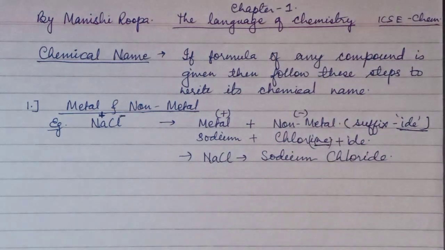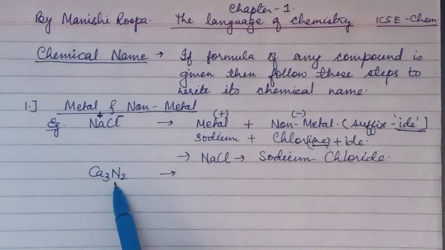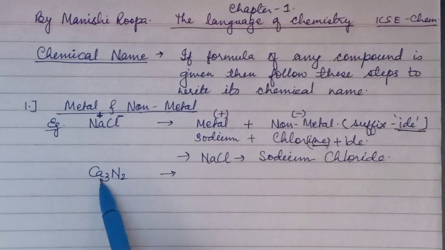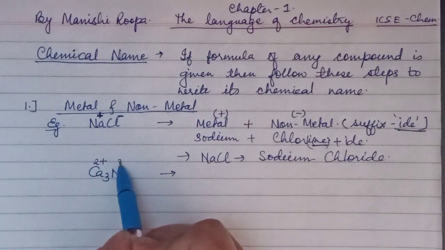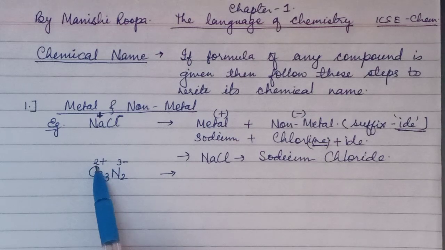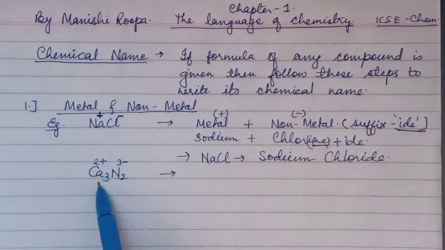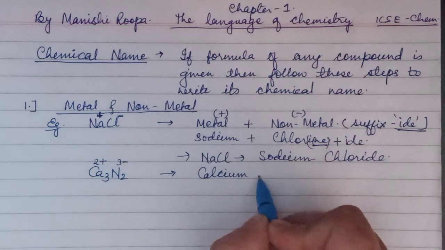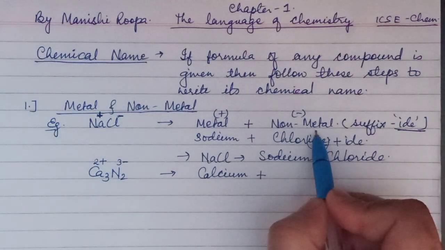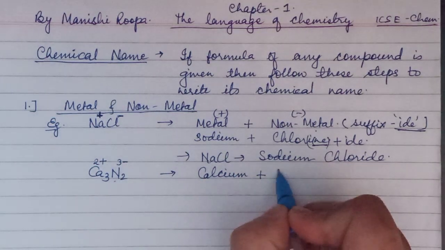Clear to you all? Let's take one more example, Ca3N2. Now see here, Ca is calcium. Calcium is a plus charge and nitrogen is a minus charge. So plus is the metal. As I said before, you will write the metal first. So calcium will come first. Calcium plus the non-metal will come second. The non-metal is the minus charge ion. Here it is nitrogen.